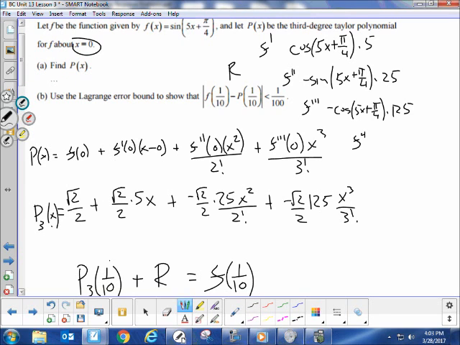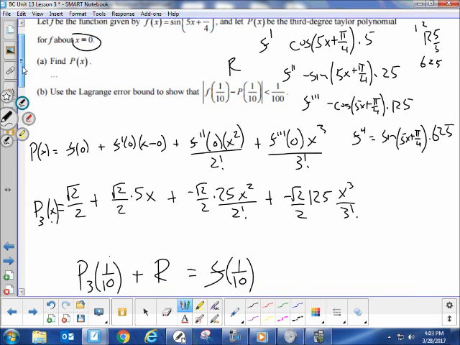So the 4th derivative ends up being positive sine, so I go back to the regular one, positive sine of 5x plus pi over 4, times 125 times 5 is 625, I believe. Okay, so that's the 4th derivative.